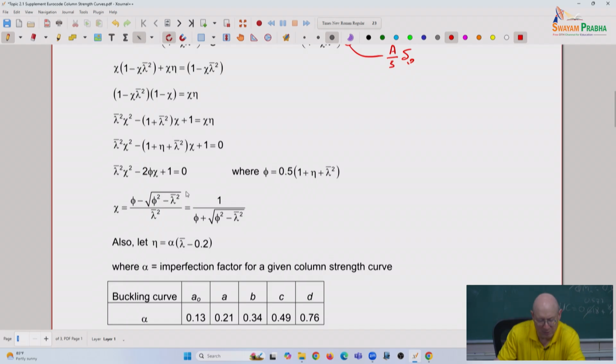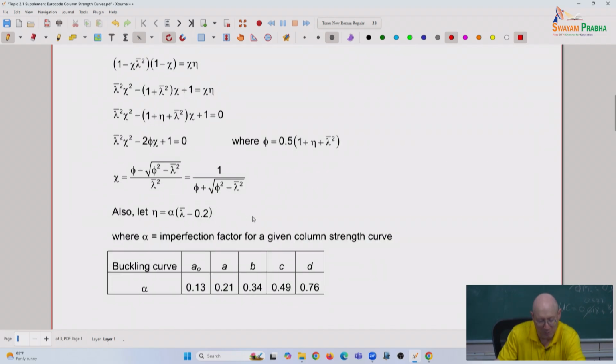multiply numerator and denominator by phi plus square root of phi squared minus lambda bar squared. When we do that and simplify, the numerator becomes 1, and the denominator becomes phi plus square root of phi squared minus lambda bar squared. And what do you know? That's the basic form of chi that shows up in the Eurocode equations.